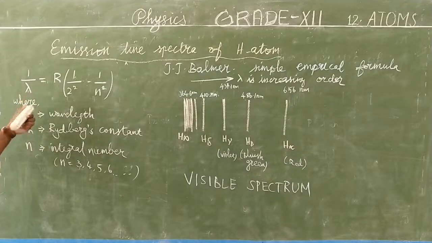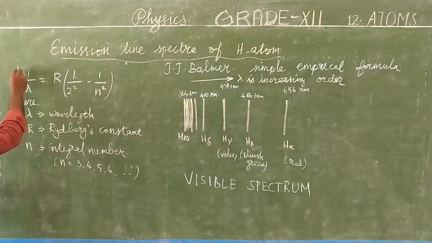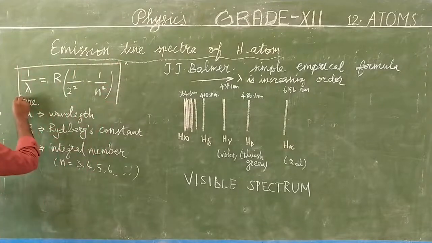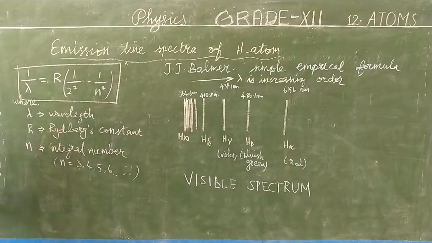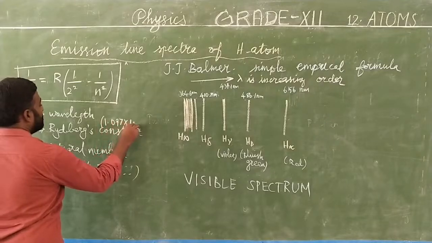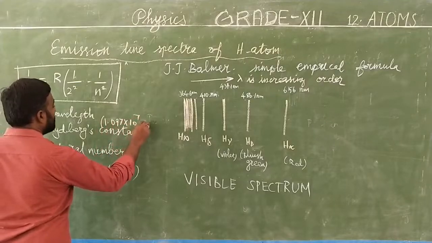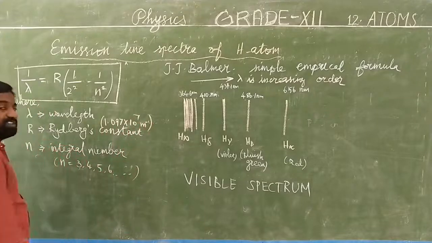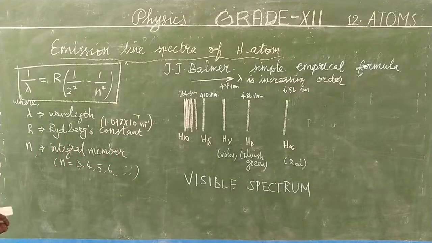So Balmer used the simple empirical formula. This is the formula: the inverse of the wavelength is equal to Rydberg constant into 1 by 2 square minus 1 by n square. And the Rydberg constant value, we know that. What is the value of the Rydberg constant? It is 1.097 into 10 to the power 7 meter inverse. Okay, this is the Rydberg constant value. Shall we find the value?